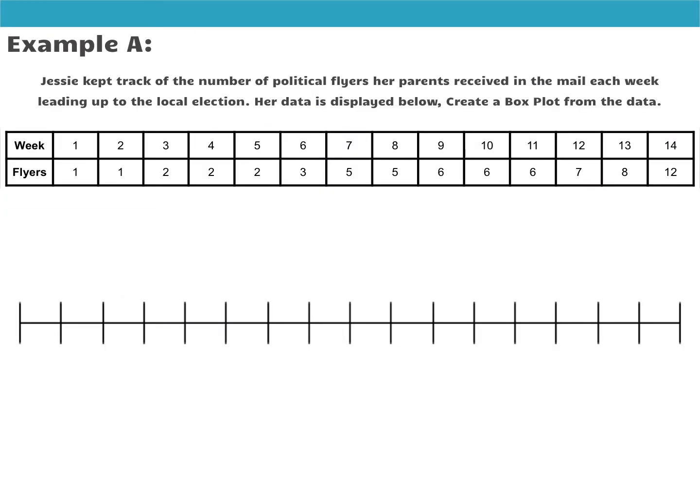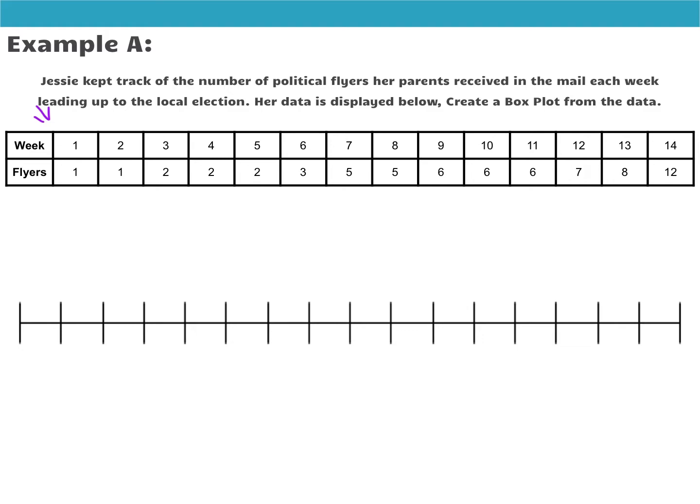Here in example A, it says Jessie kept track of the number of political flyers her parents received in the mail each week leading up to the local election. Her data displayed below, create a box plot from the data. We can see that we've got weeks on the top here, we've got flyers down at the bottom, and the thing that we're going to care about only is the flyers. It doesn't matter which weeks we gathered each of these flyers, we're just collecting the data as a whole.